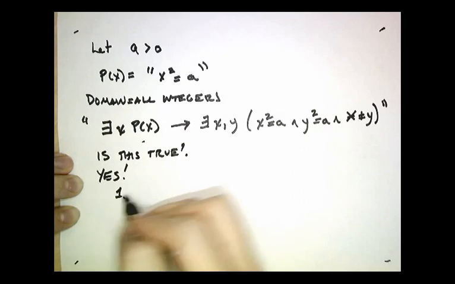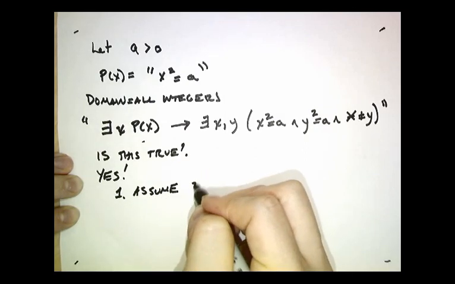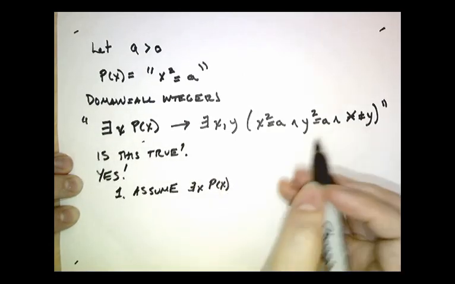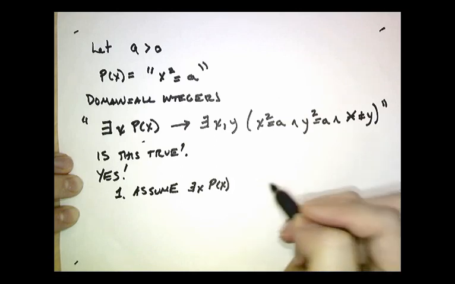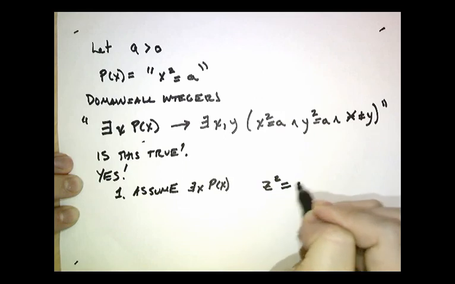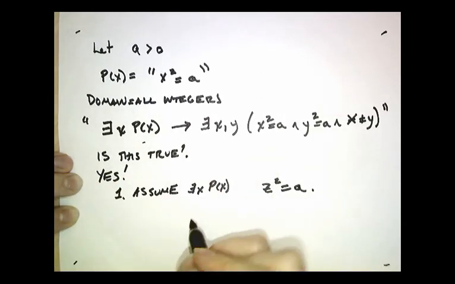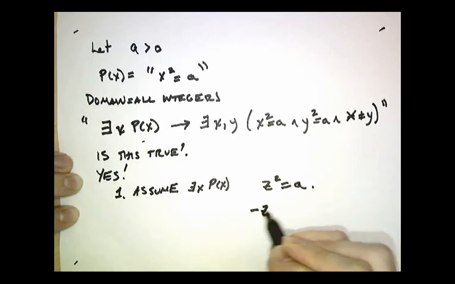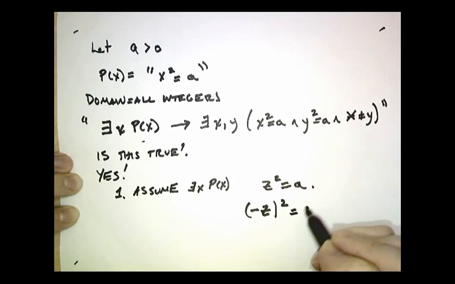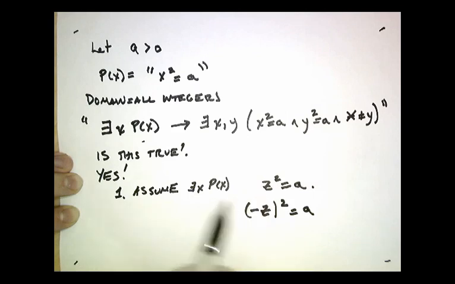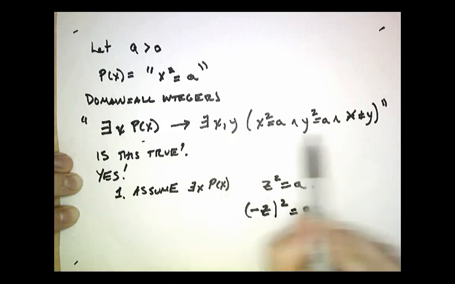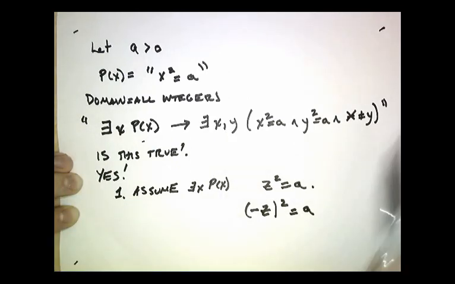How do we know that? Well, going back to step one, we assume the left-hand side is true. There exists x such that p(x) is true. This means that there's some value z such that z squared equals a, and z is an integer. Well, this also means that if you take the opposite of z, minus z, and you square it, you're also going to get a. So here we have one value, z, such that z squared equals a, and we have another value, minus z, such that (minus z) squared equals a. So yes, if there is one square root of a, then there are two different values, z and minus z, such that both squared equal a. So the left-hand side, if it's true, implies that the right-hand side is true, and that's why this overall statement in quotations is true.